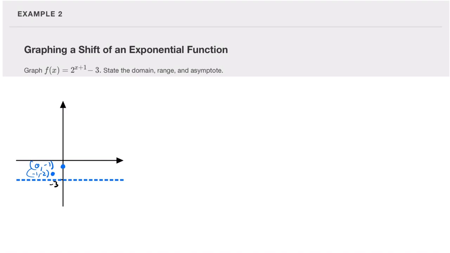Kind of running out of space a little bit. When x is 1, 4 minus 3 is 1, so then the point 1, 1. So over 1, up 1 is about here. Okay, and that's enough. And then we just connect them with a smooth curve.